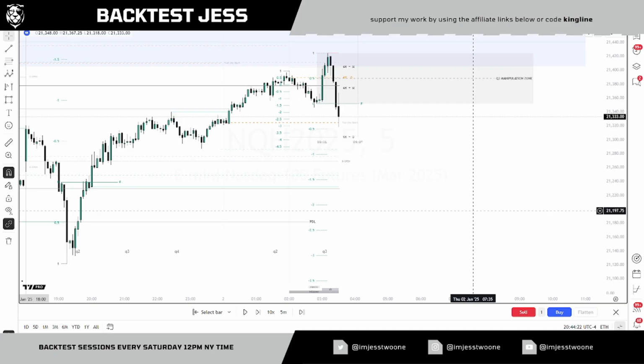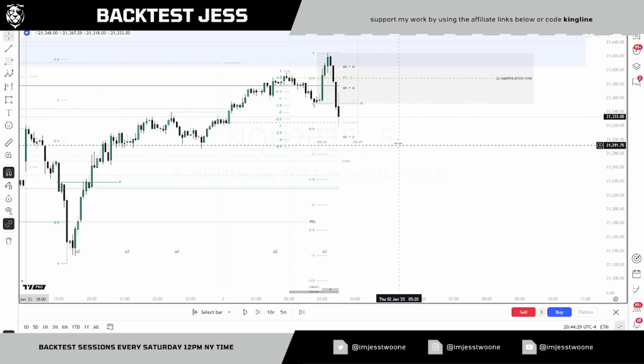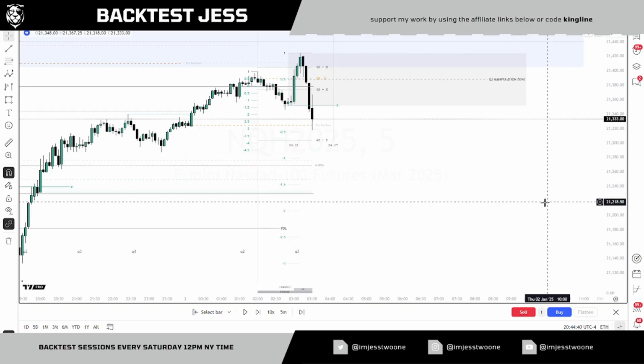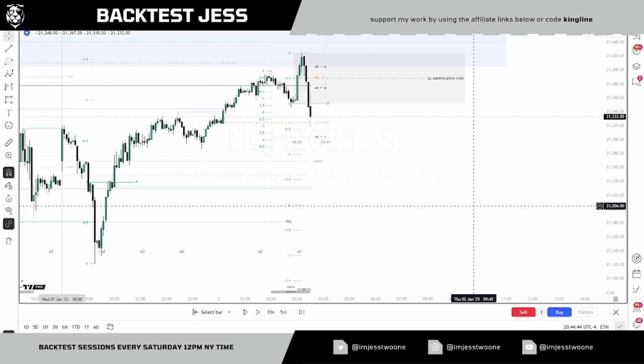All right, so now what we're looking for is we've already had displacement because we already have a fair value gap printing. We're looking for a return to the zone. As soon as a swing low forms, we can pull OTE. Ideally, what we would like to see is SBS form here, so that we can have the full SBS play out.